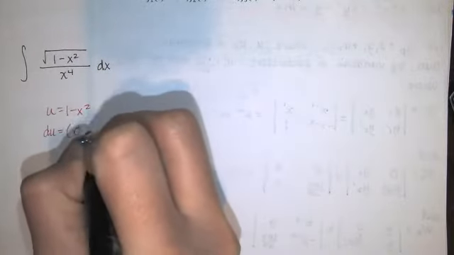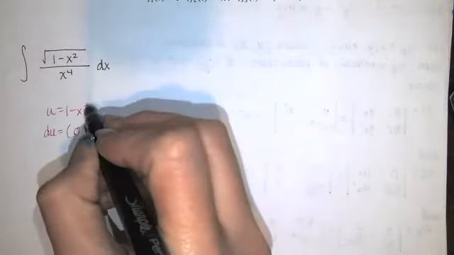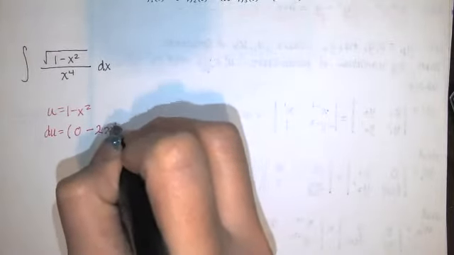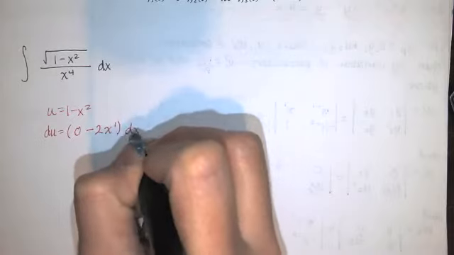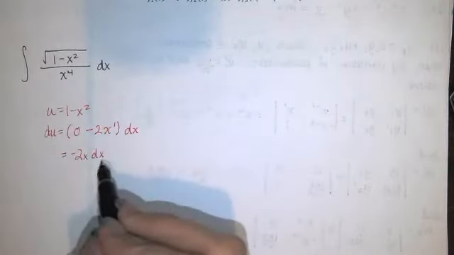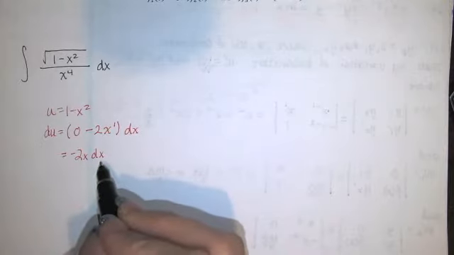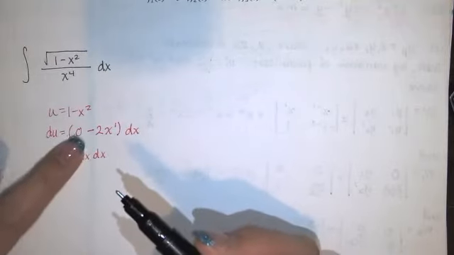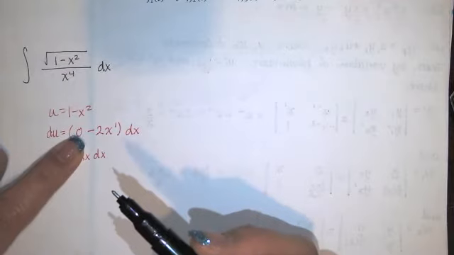So du is the derivative of this, which is 0 minus, bring the power down, multiply by x to the 1 less power times dx. And we don't have this negative 2x dx there up in the integrand. Now, we can always adjust the constant, so we're never really worried about the 2. We can always multiply or divide by just the right thing to make the constant what we want it to be.